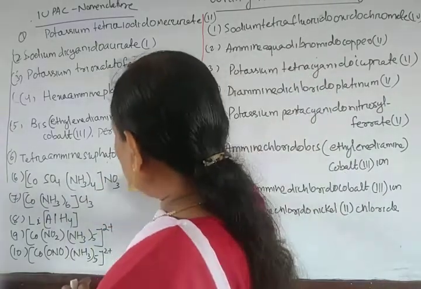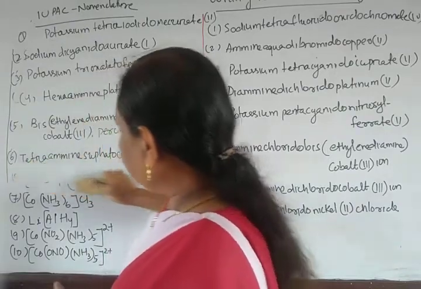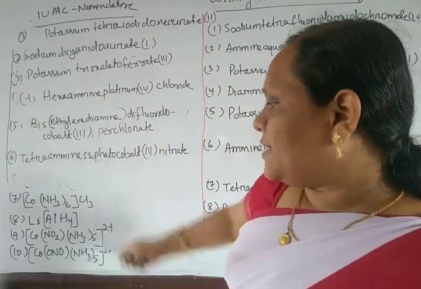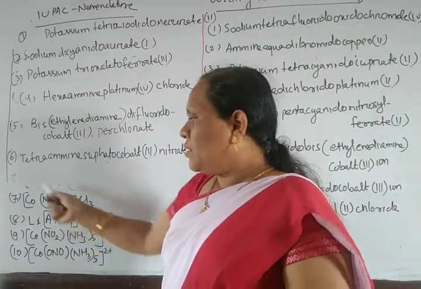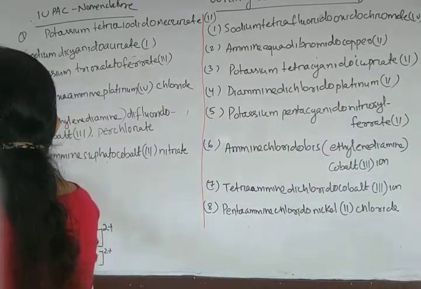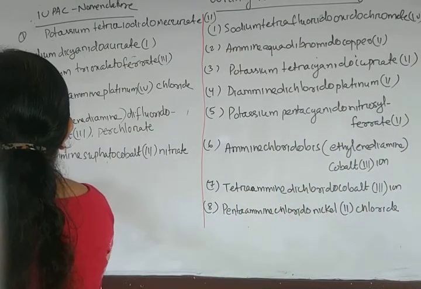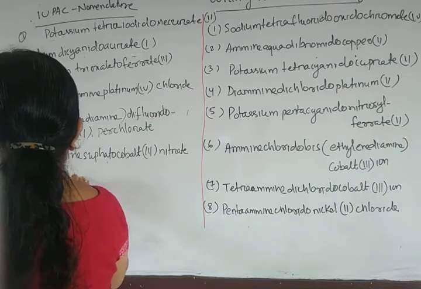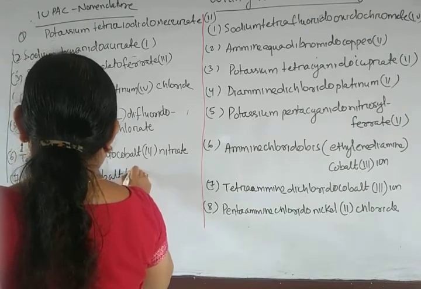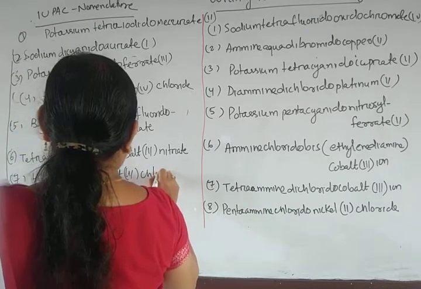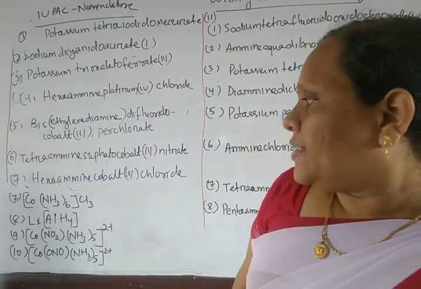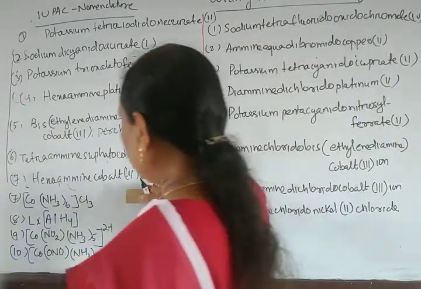Next, come to 7. Co(NH3)6 Cl3. This is a simple compound. This part is positive, this part is negative. So in this way, 7 has the answer: hexaamine cobalt(III) chloride. Okay. Next, come to question number 8.